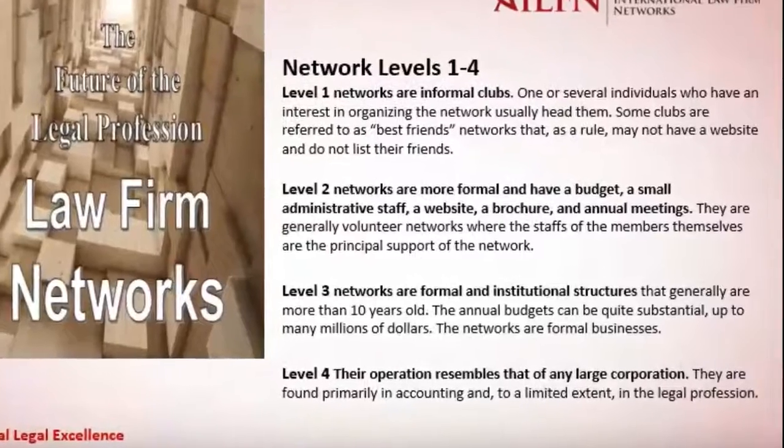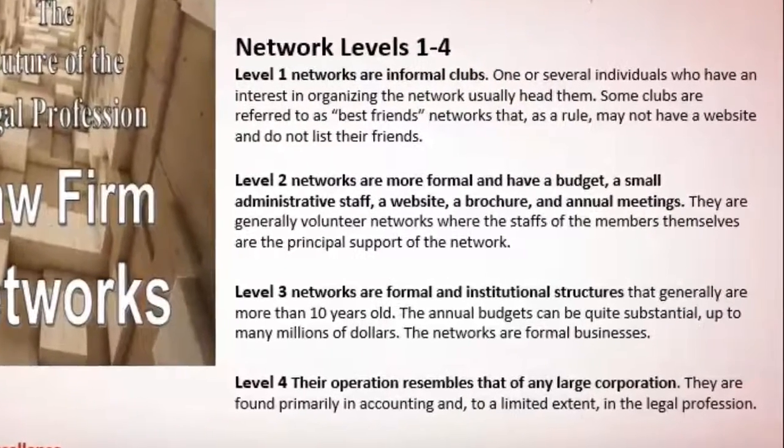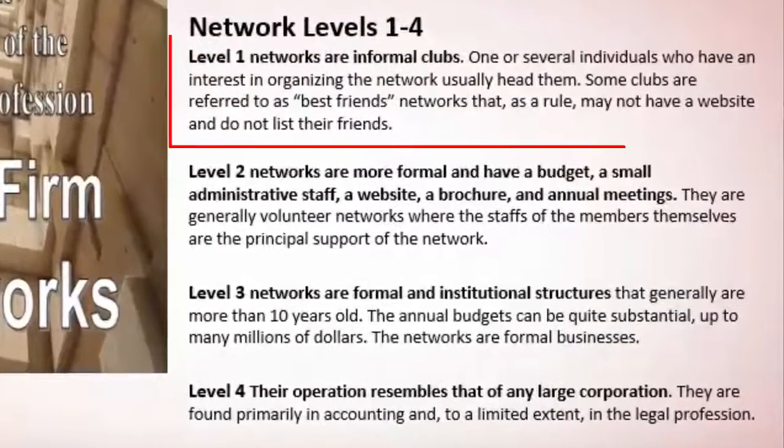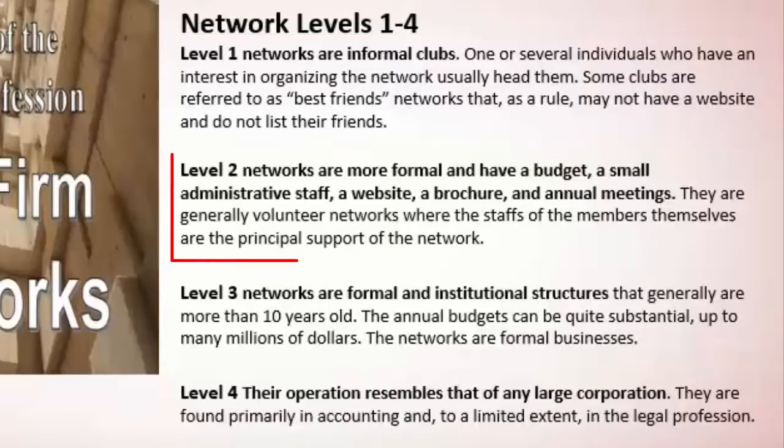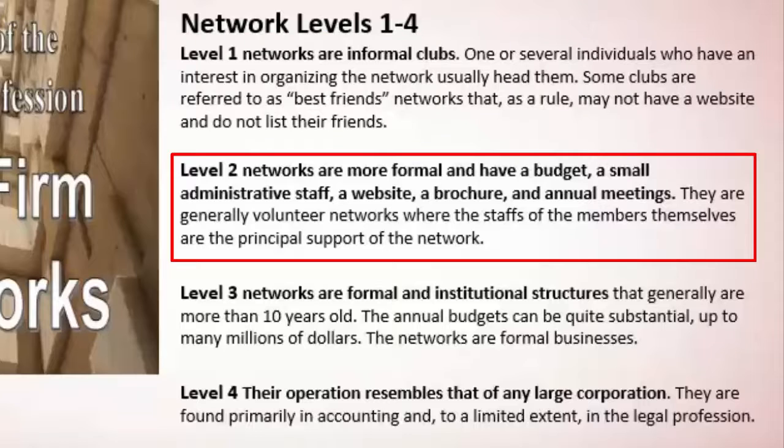Network levels 1 through 4. Level 1 networks are informal clubs. One or several individuals who have an interest in organizing the network usually head them up. Some clubs are referred to as best friends networks. Level 2 networks are more formal and have a budget, a small administrative staff, a website, a brochure, and an annual meeting. They are generally volunteer networks.